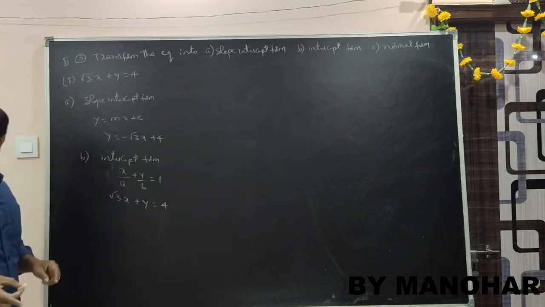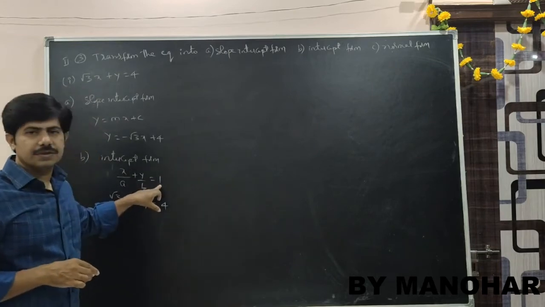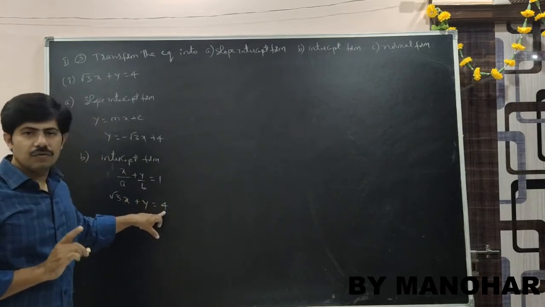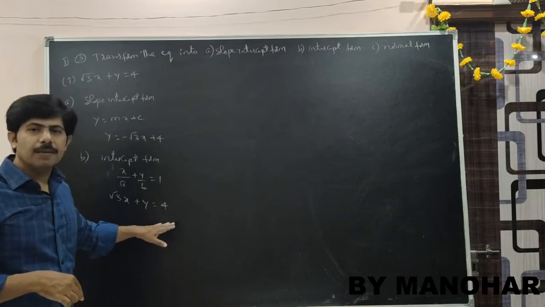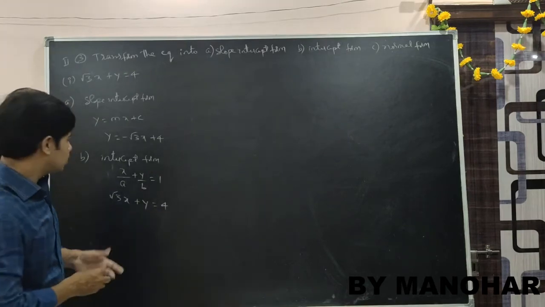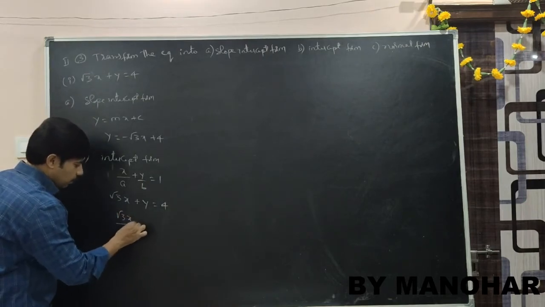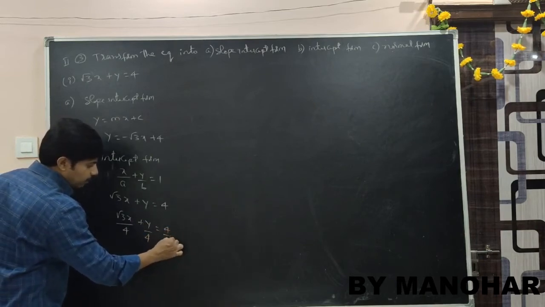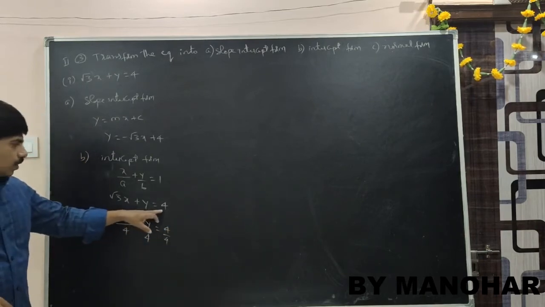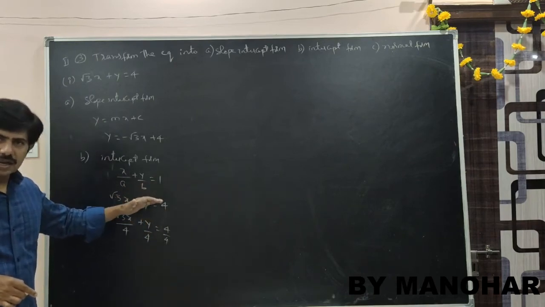In order to write in intercept form of line, always see that you have 1 in the RHS. So here in the RHS what do we have? 4. To convert that into 1, I'll divide the complete equation by 4. So that is root 3x by 4 plus y by 4 is equal to 4 by 4. Why do we have to divide by 4? Whatever constant you have in the RHS, you have to divide. So 4 by 4 is 1. That is the reason I am dividing.